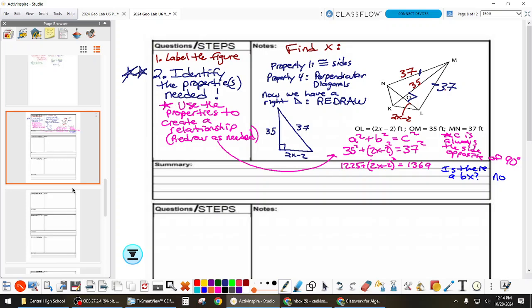So no bx quadratic, we're going to square root. Read me the steps if you don't remember them. First step is to do what?